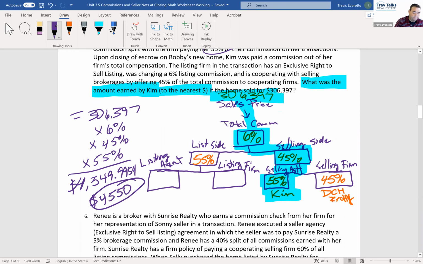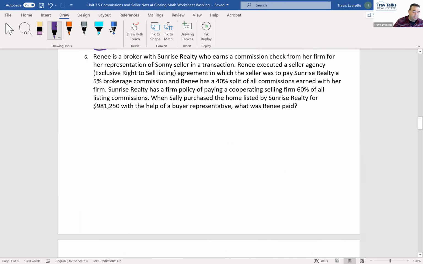Okay. All right, look at number 6. It says Renee is a broker with Sunrise Realty who earns a commission check from her firm for her representation of Sunny Seller in a transaction. Renee executed a seller agency exclusive right to sell listing agreement on which the seller was to pay Sunrise Realty a 5% brokerage commission. So I still don't know what I'm doing yet. And Renee has a 40% split. There it is. Big number.